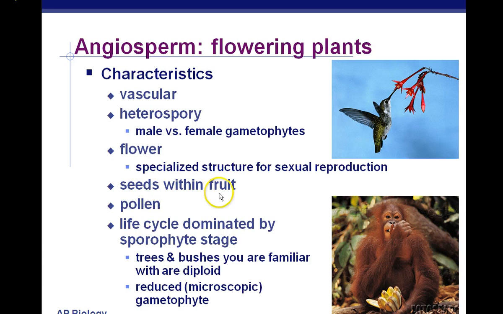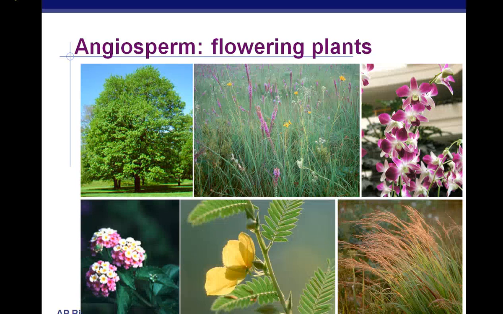There's seeds with their fruit. That's a big difference between all the other types of plants. In gymnosperms, pteridophytes, and bryophytes, there was no seed within a fruit. In fact, the only other plant that has seeds are the gymnosperms. Angiosperms have pollen, and their life cycle is also dominated by the sporophyte stage, just like the gymnosperms.